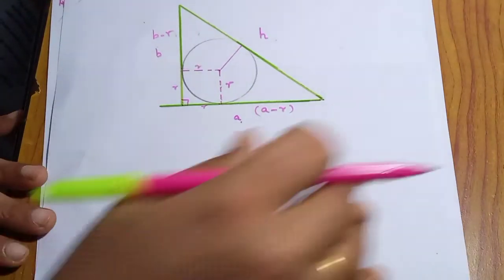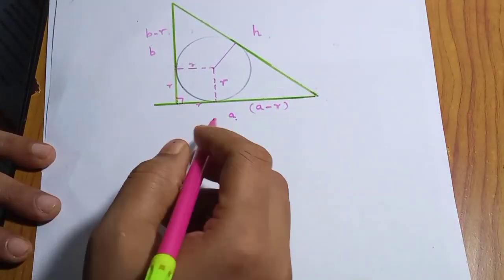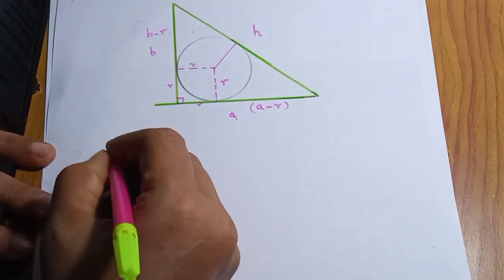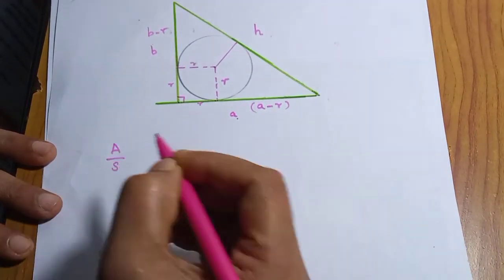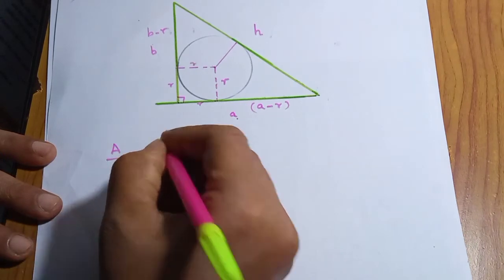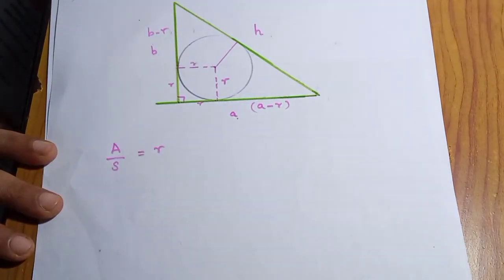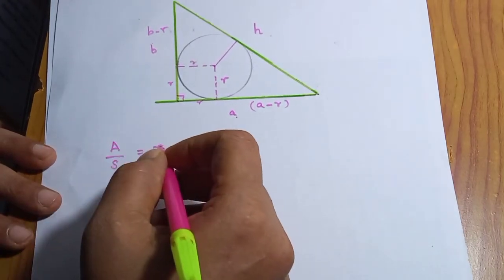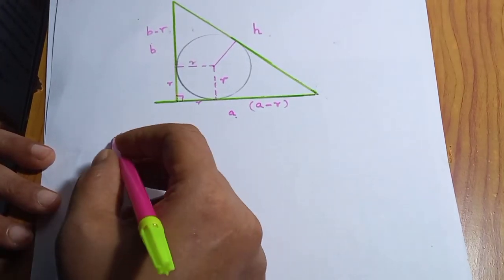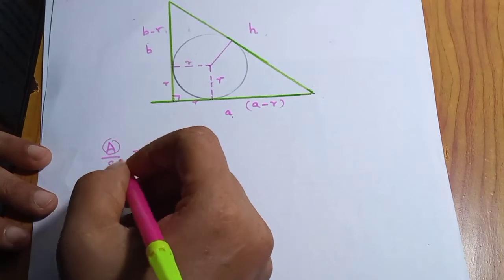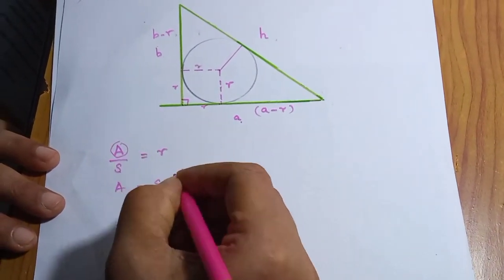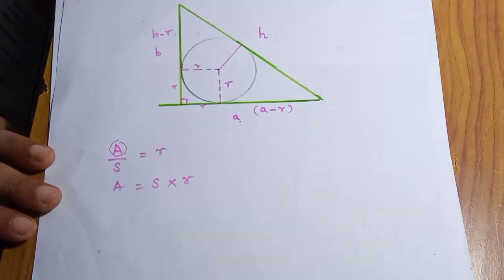We know that the area of the triangle divided by half of the perimeter gives the radius of the circle. And here, what is the area of the triangle? We need to find the area of the triangle, and we have the perimeter, so area is equal to half of the perimeter into r.